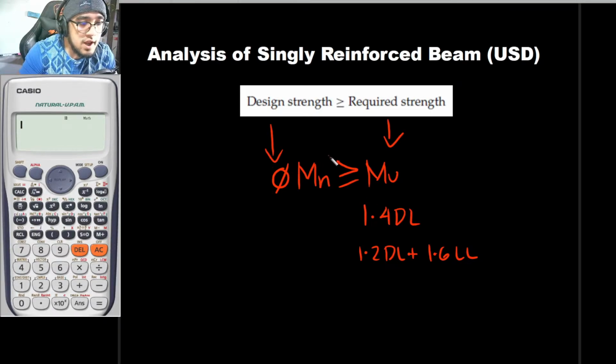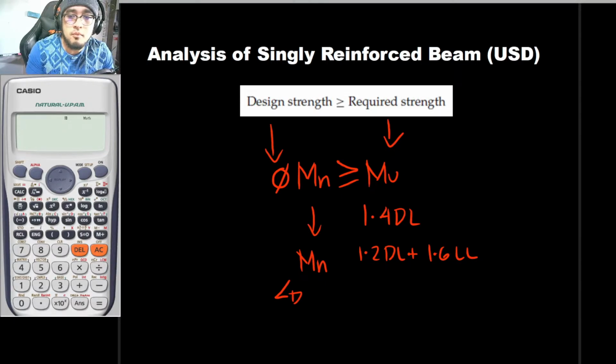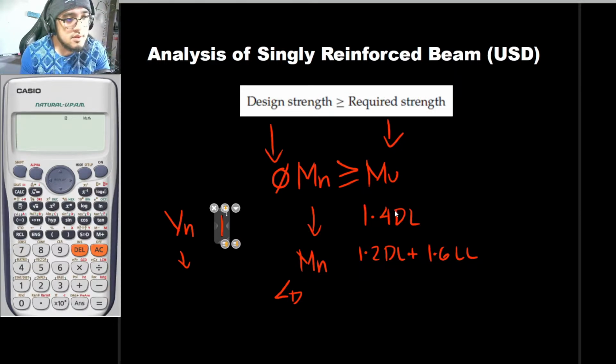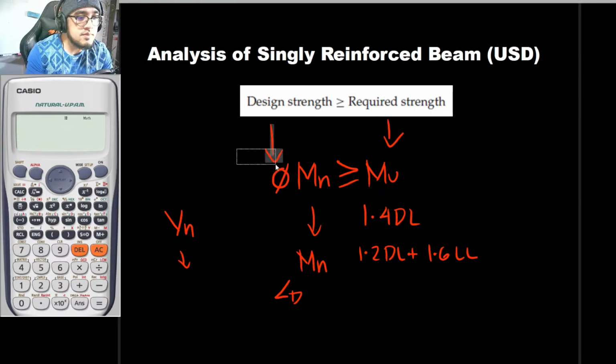And for your value of Mn, this is the nominal strength of your member. Since this is letter M, letter M signifies moment. So when we say Mn, this is the maximum moment that your structural member can carry. When you say Vn, this is the maximum shear that your structural member can carry. That is the idea of this principle.